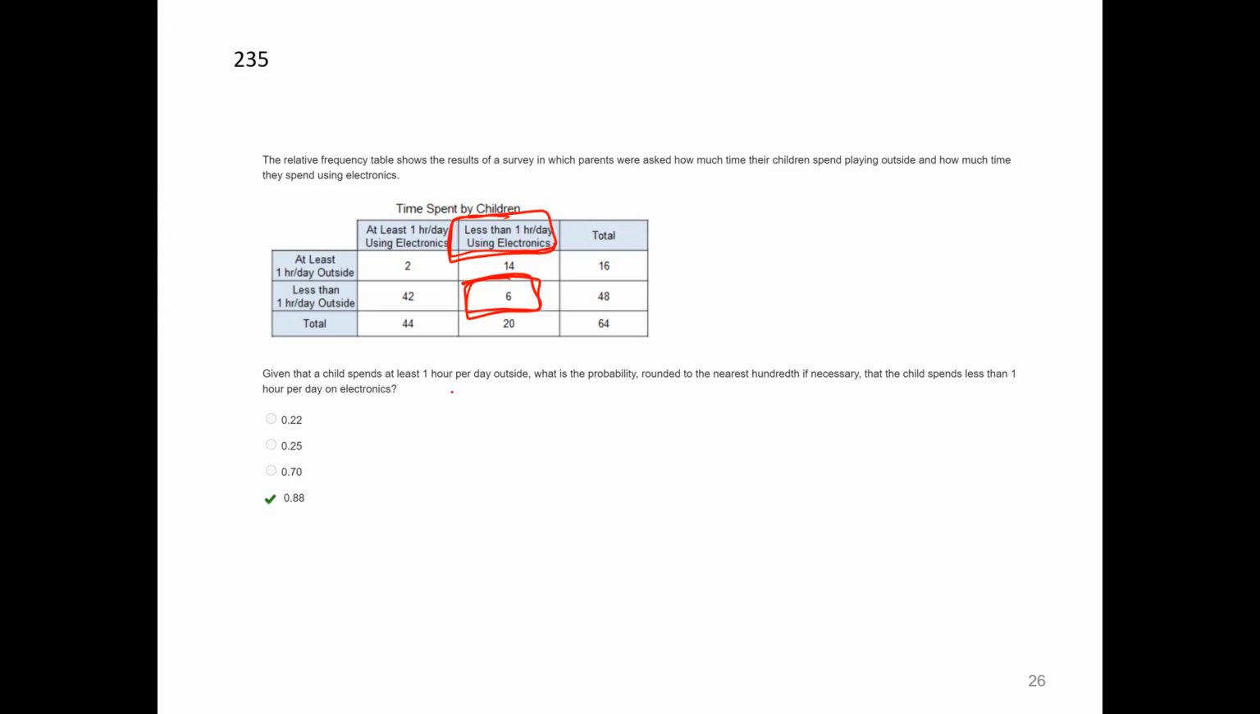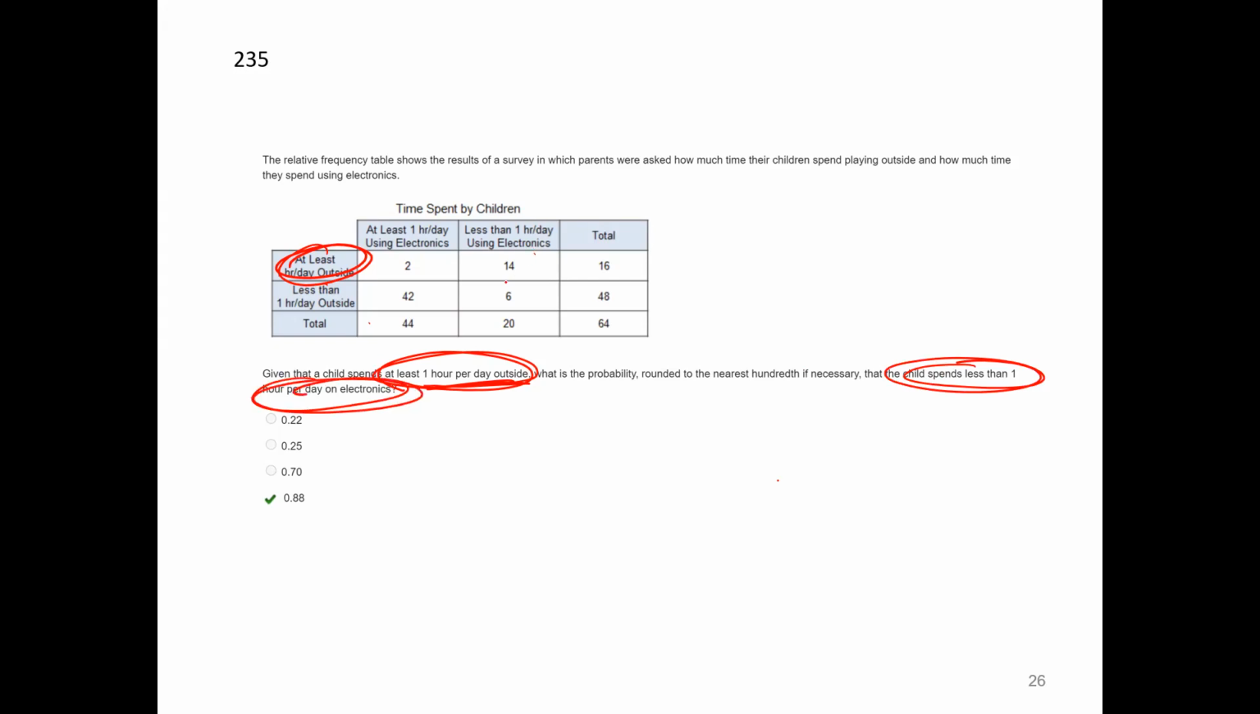Okay, so we're looking at less than 1 hour outside. So less than 1 day, less than 1 hour is outside. Let's see. Given that spends at least 1 hour per day, at least 1 hour per day outside, at least 1 per outside is right here. And you're looking at spends less than 1 hour on electronics, right there. Okay, so these are the two we're looking for.